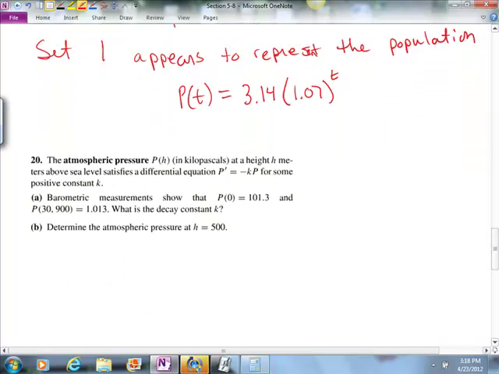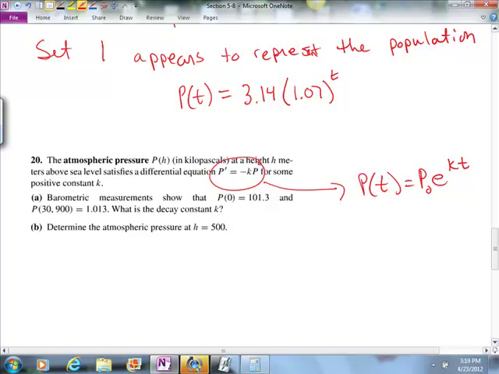Okay, let's try number 20. It says the atmospheric pressure, P of h, in kilopascals at a height h meters above sea level satisfies the differential equation P prime equals negative kP for some positive constant k. So if you're on the final and you see this information, immediately you're going to want to write P of t equals P naught e to the kt. If you have this differential equation, then you can write the original function this way.